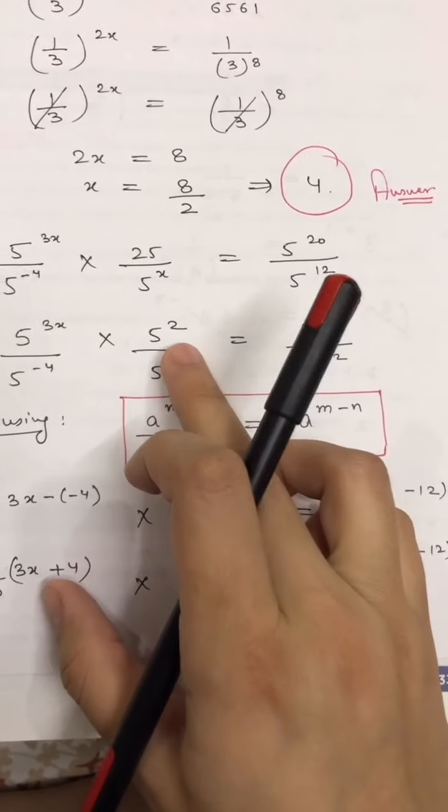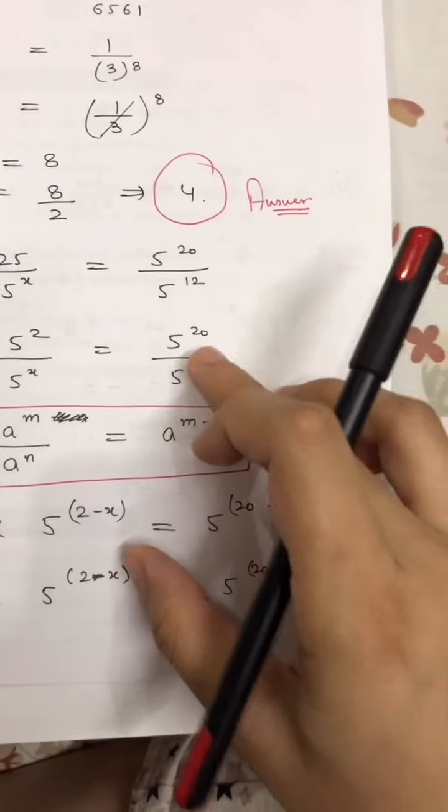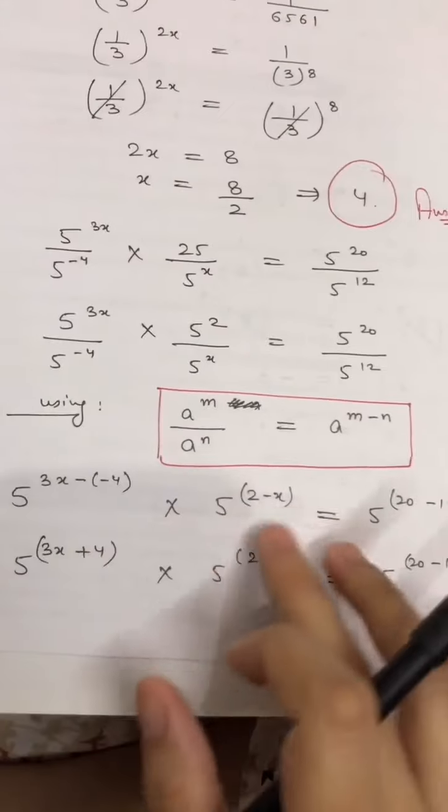Next is 5 raised to power 2 minus x. Next is 5 raised to power 20 minus 12 according to the law.